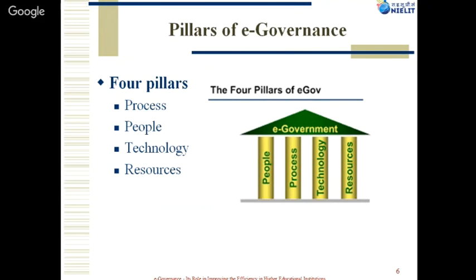E-governance has 4 pillars as per NeGP, that is the National E-Governance Plan. It has been framed by the National E-Governance Division of the Ministry of Electronics and IT. It has 4 pillars: the process, people, technology, and resources. We need people who are involved in it. We need processes, whatever activities are going on. The technology, how the technology can be used. Just as Dr. Punia was saying, they have used social media for delivery of lectures and other things, and resources available.